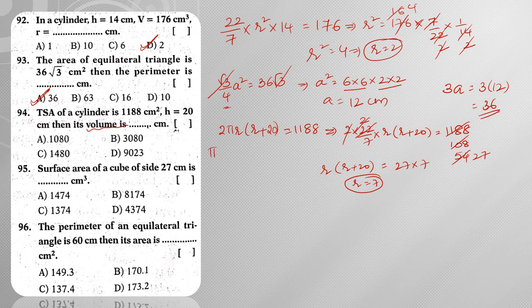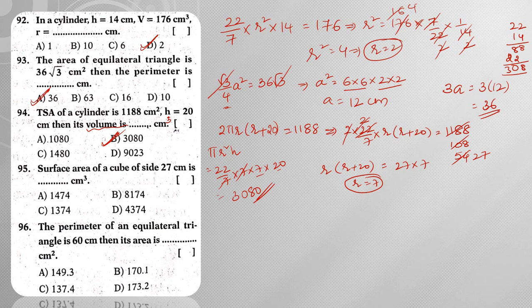Then I need to find out the volume. So volume is nothing but pi r square h, which is equal to 22 by 7 into radius is 7 into 7 into height is 20. So 7 gets cancelled. 7 2s are 14. So 22 14s. So 4 2s are 8, 8. So 1 2s are 2, 1 2s are 2. So 308. So it is nothing but 3080 centimeter cube, right? So 3080 centimeter cube.